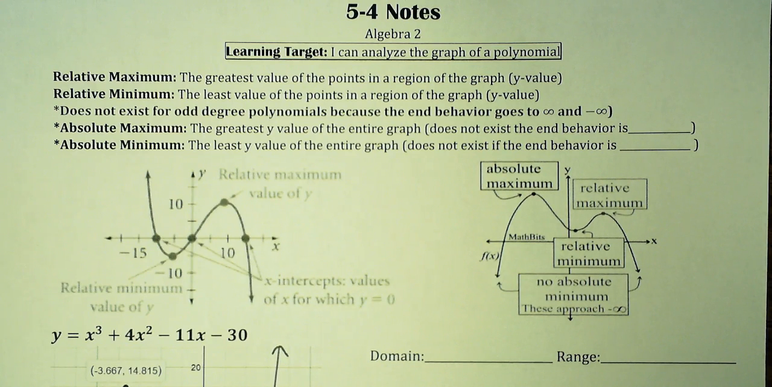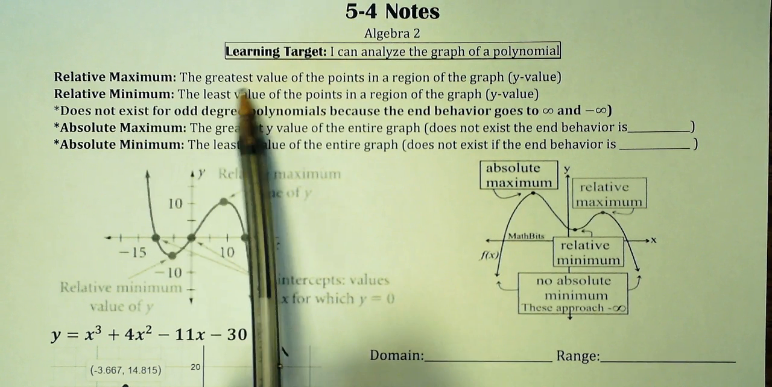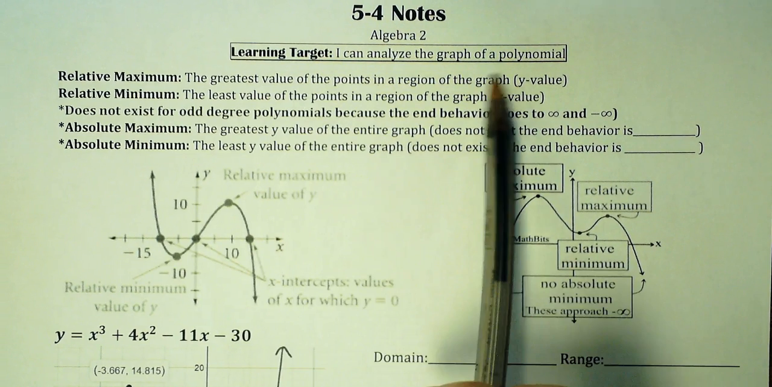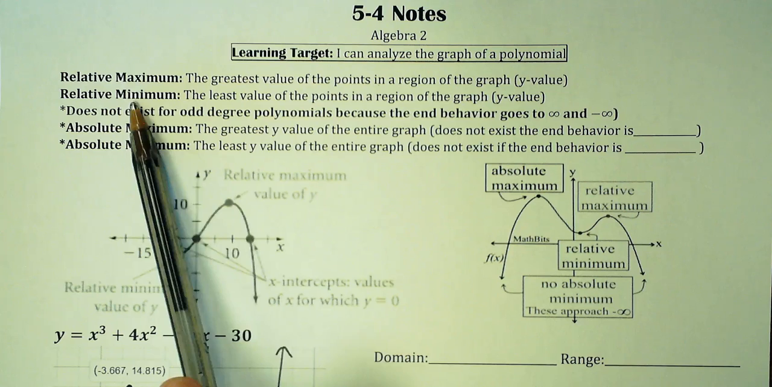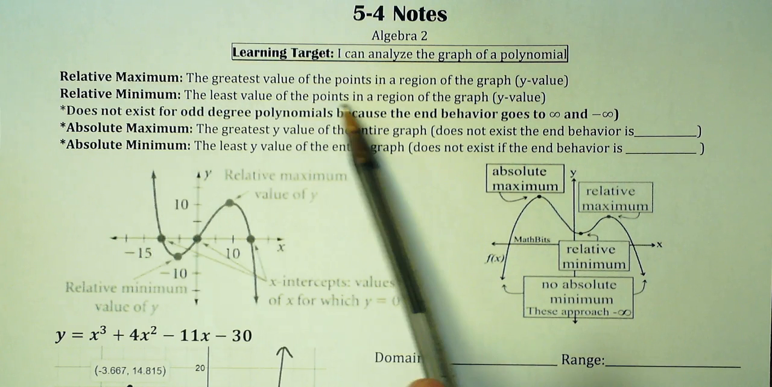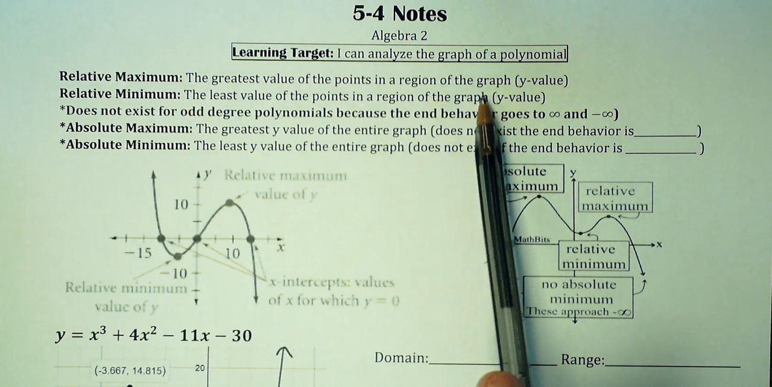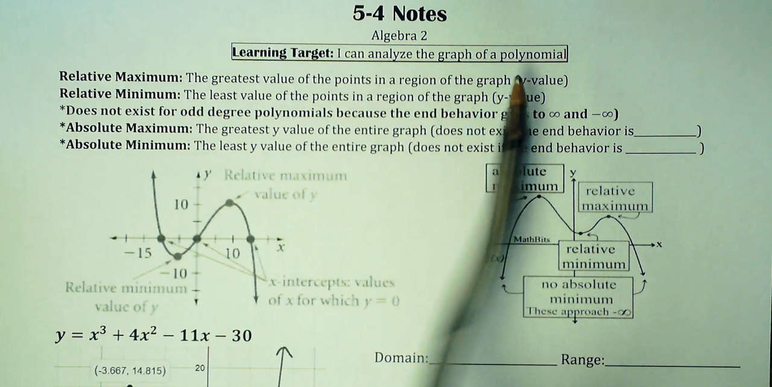So what we're going to talk about today, different than anything you guys have seen before: relative maximum, relative minimum. The relative maximum is the greatest value of the points in a region on the graph. It's going to be the y value for all of these questions here. Relative minimum is the least value of the points in a region on the graph. That's going to be your y value.